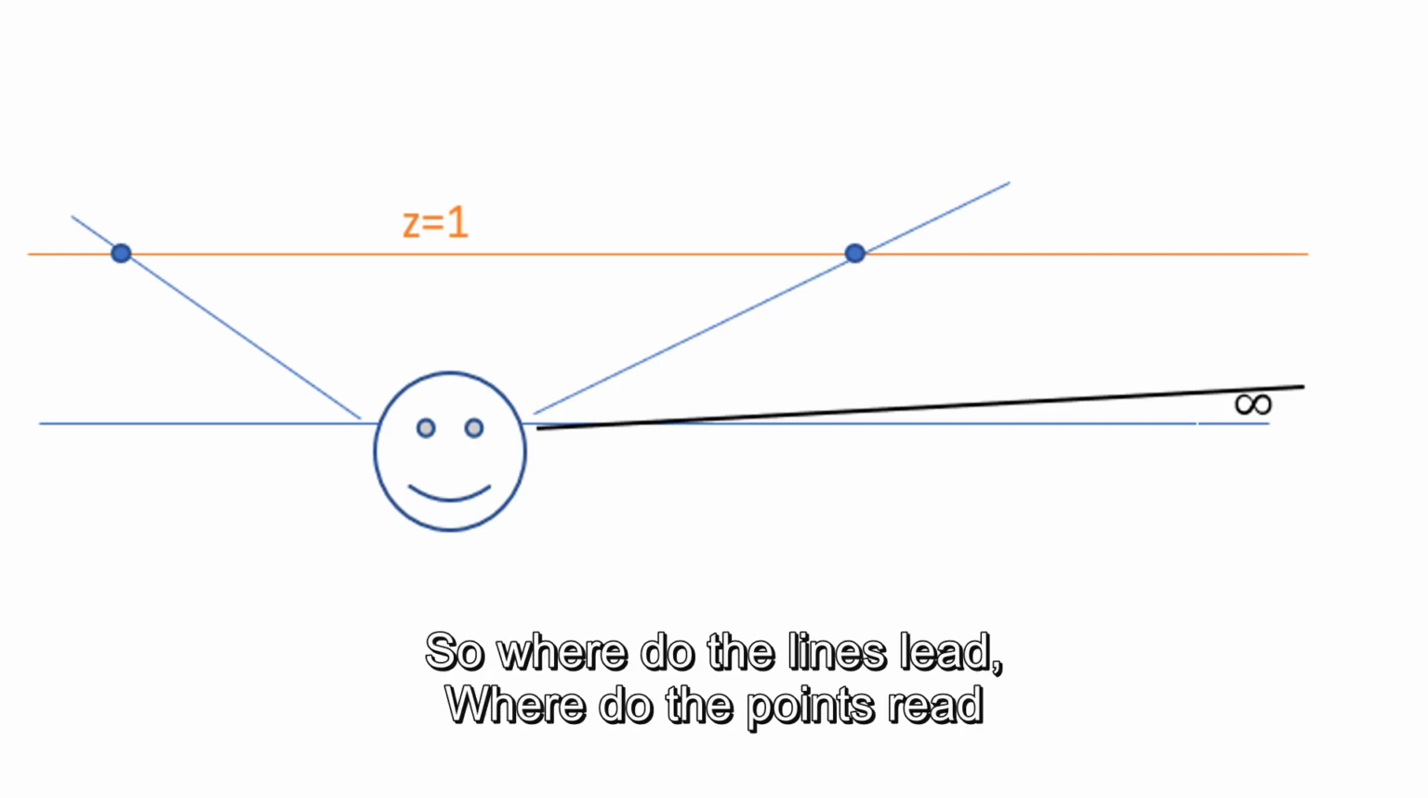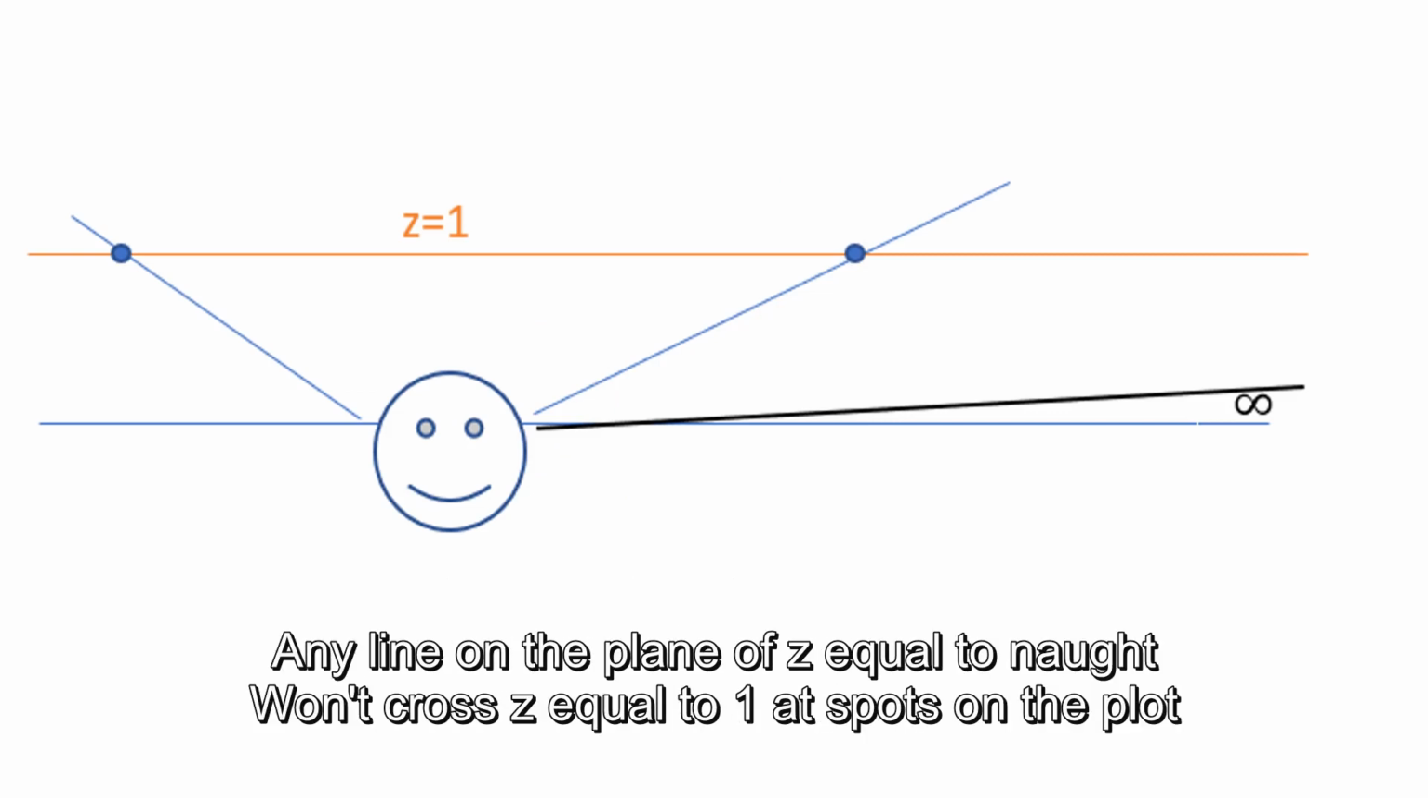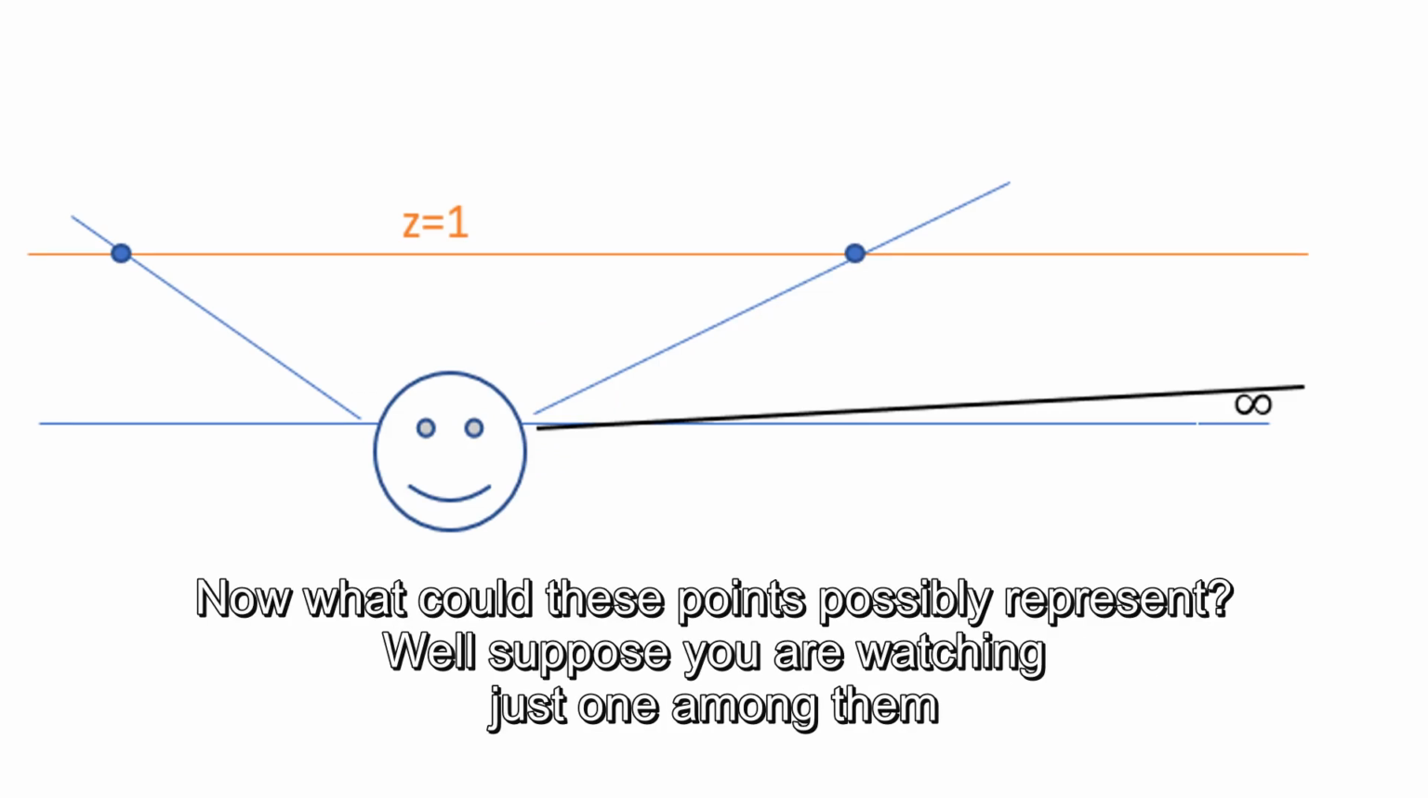So where do the lines lead? Where do the points reside? Any line on the plane of z equal to naught won't cross z equal to 1 at spots on the plot. Now what could these points possibly represent?